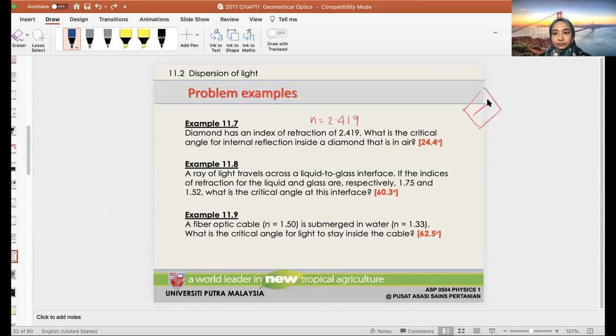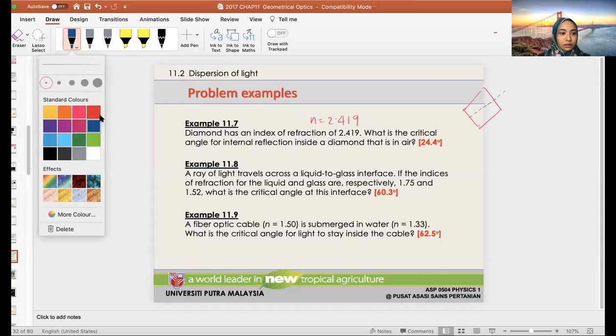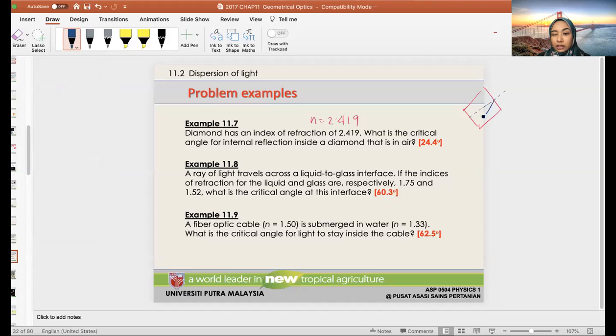As usual, I have a terrible drawing. Please bear with me. Okay, so let's say our incident is this way. This is theta i. And I want to know what the critical angle is. What is the angle that gets my refracted light to be at the boundary? That is the definition of the critical angle. So n1 sine theta 1 equals n2 sine 90. The 90 degrees to the normal, so that is 90.